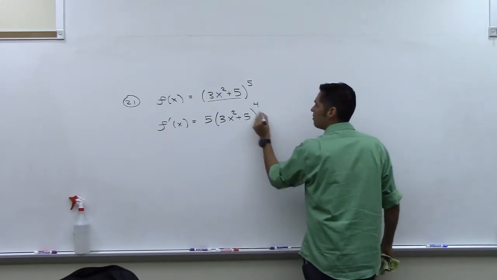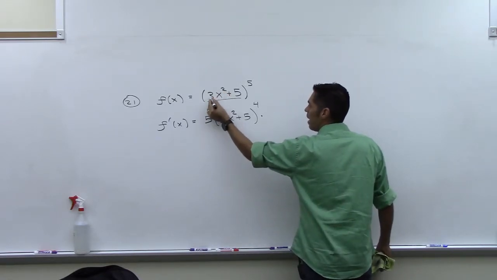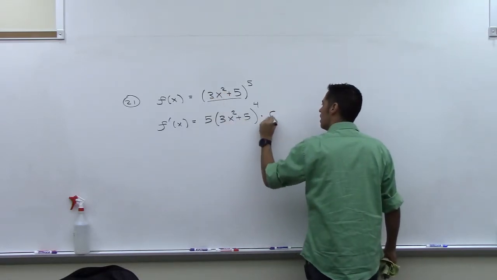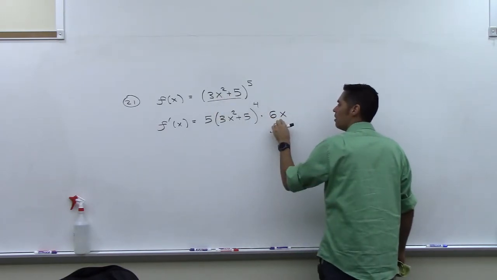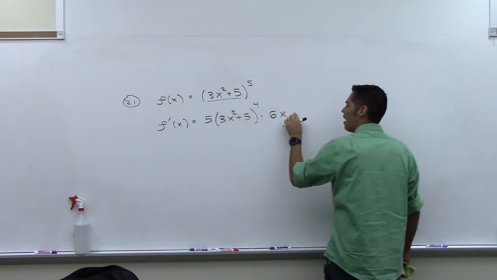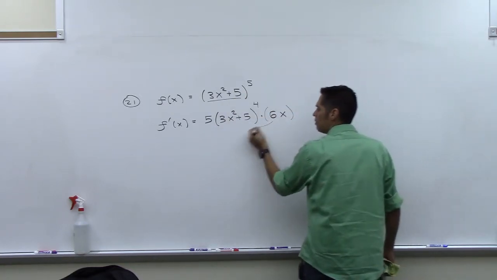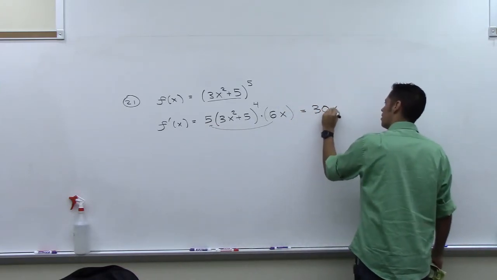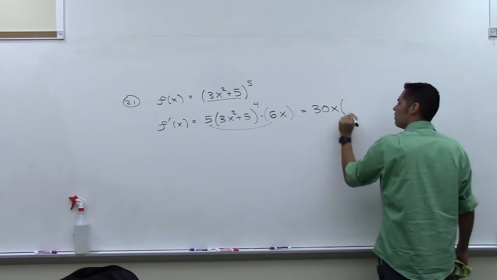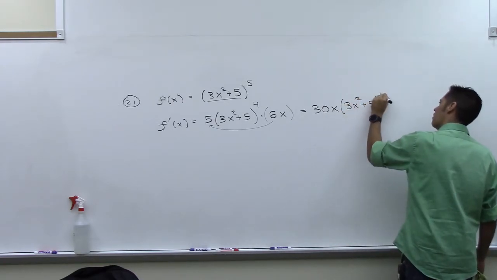Now multiply times the derivative of what's in here. Derivative of 3x squared, the 2 comes out, hits the 3, becomes a 6. Power on the x comes down by 1, so it just becomes x to the 1st power. Then plus the derivative of 5, which is 0, so there's nothing else to put out there. And then I can multiply these together. 6 times 5 is 30. The x is just going to sit there in front, and then I have 3x squared plus 5 to the 4th.